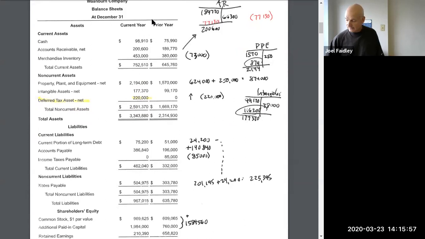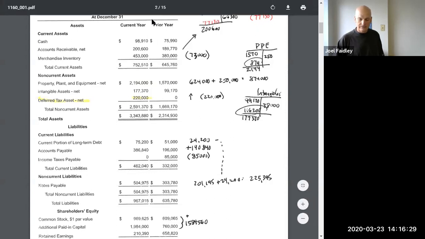$200,600, $189,770. How much is that? Because that says my accounts receivable went up, didn't it? $200,600 minus $189,770. That's $10,830. Well, I just don't put $10,830 over there as the change in accounts receivable. Why? Where does the bad debt expense come from? That's a reduction of retained earnings. That's a reduction of accounts receivable.